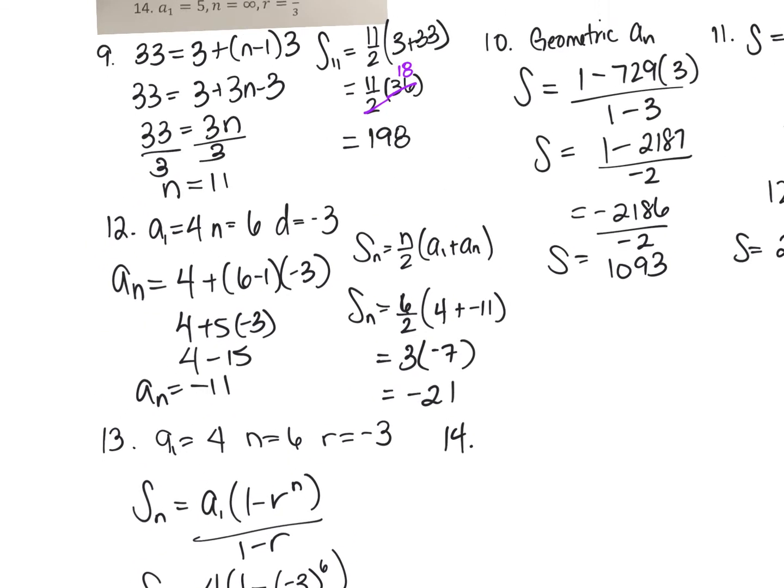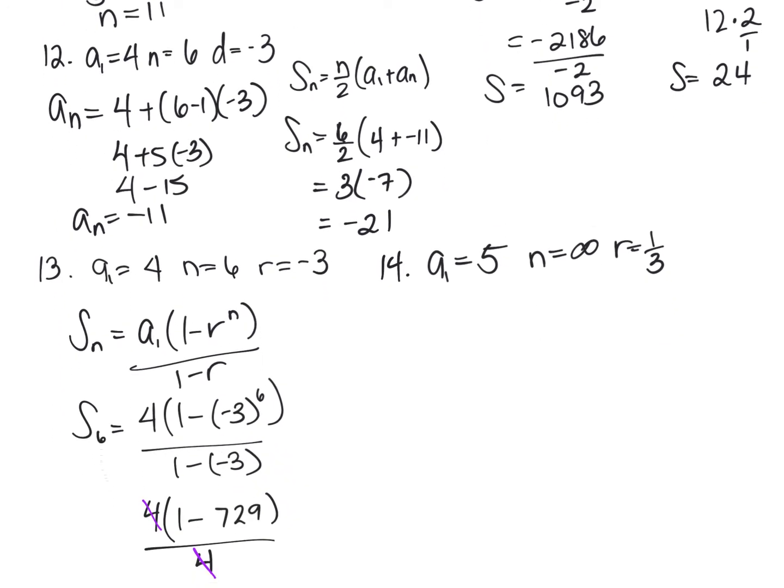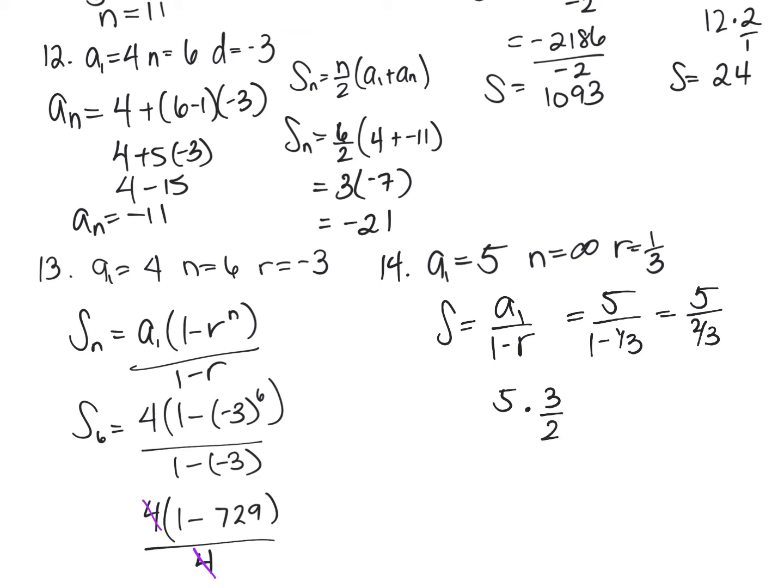And then number 14 says we have a1 equal to 5, we have n equal to infinity, and r equals 1/3. The absolute value of r, 1/3, is less than 1, yes, I have a sum. If r was 3, there would be no sum. So my sum formula, a1 over 1 minus r. So that's 5 over 1 minus 1/3, which is 5 over 2/3. 5 times 3 over 2 is 15 over 2. Okay, remember that we want your answers in fractions.